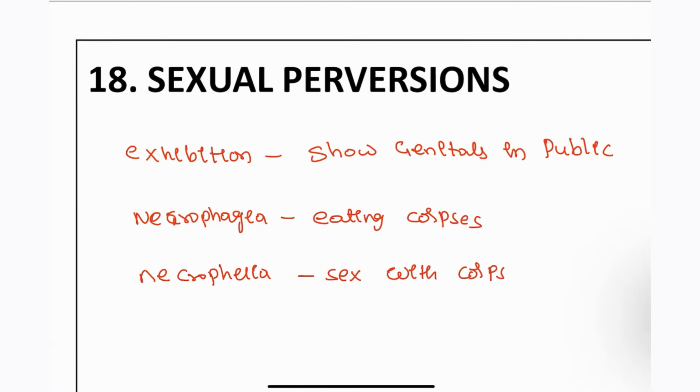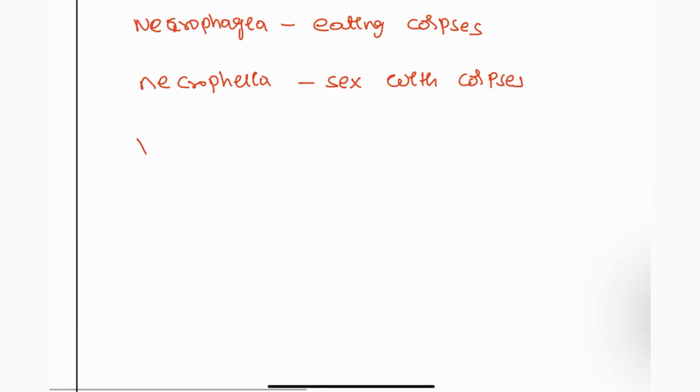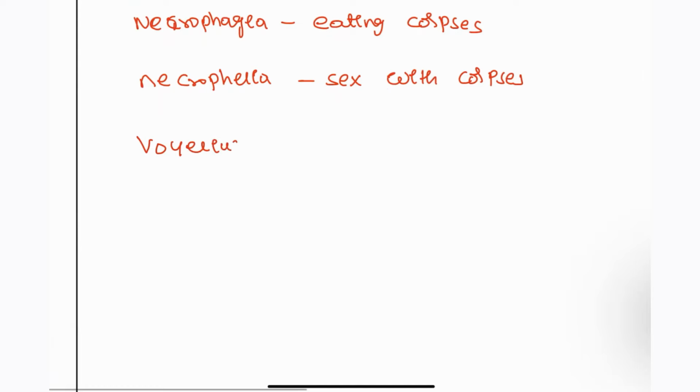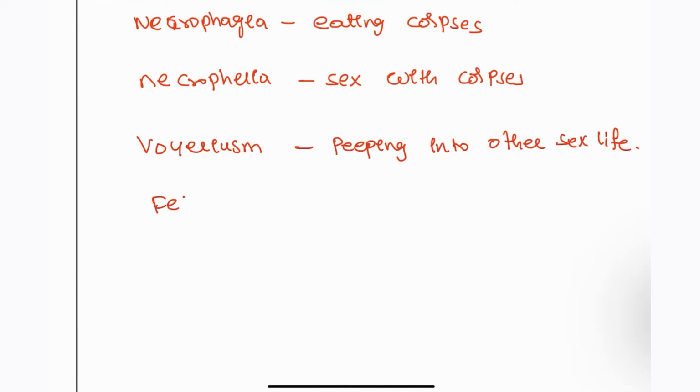corpses. Okay, next, those who are suffering from voyeurism. Okay, this is commonly seen, that is peeping into others' sex life, they are going to get sexual gratification. Next, fetishism. So fetishism, it is about objects. So objects used by the patients, non-genital objects they are going to use for sexual pleasure.